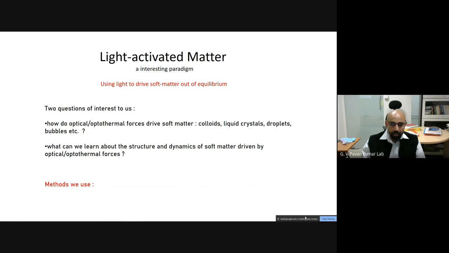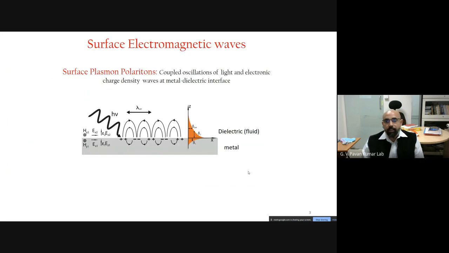The methods that we use are mainly optical and optothermal tweezers, where we utilize the technique of trapping and manipulating colloids at reasonably high accuracy. We also ask how these colloids trap and move around in the presence of plasmonic fields, and this is something of interest to our research. Before we go into the specifics of this particular interaction, let me give you a very brief tour of surface electromagnetic waves.